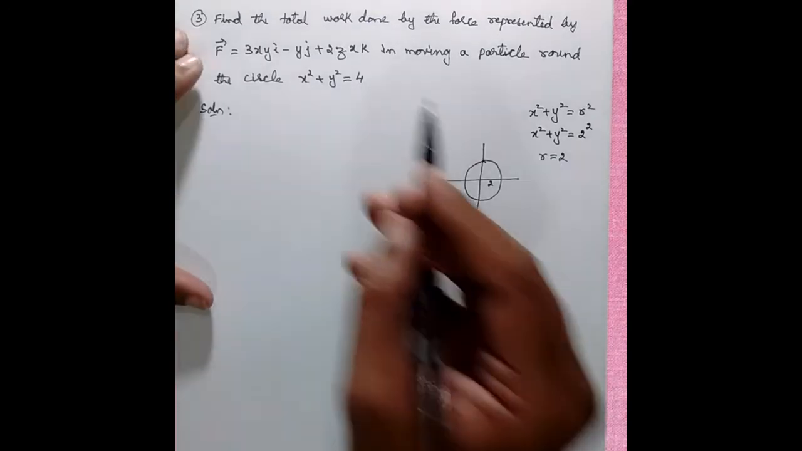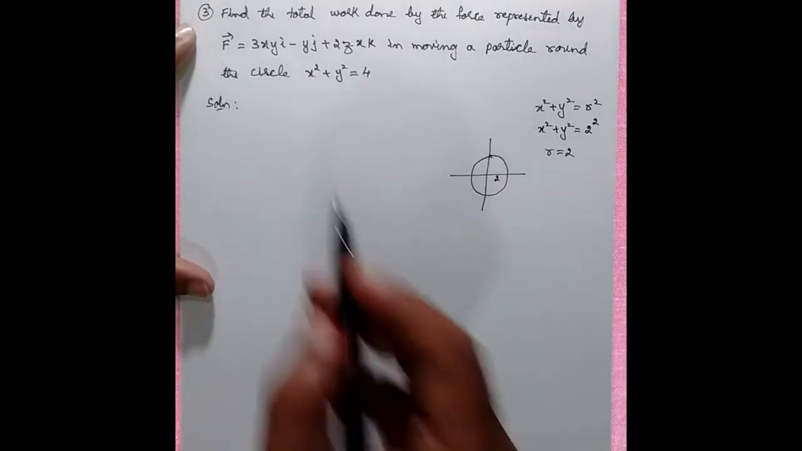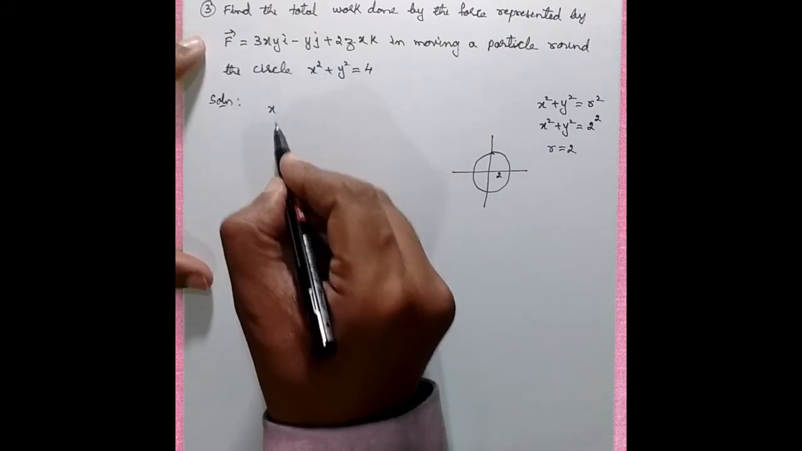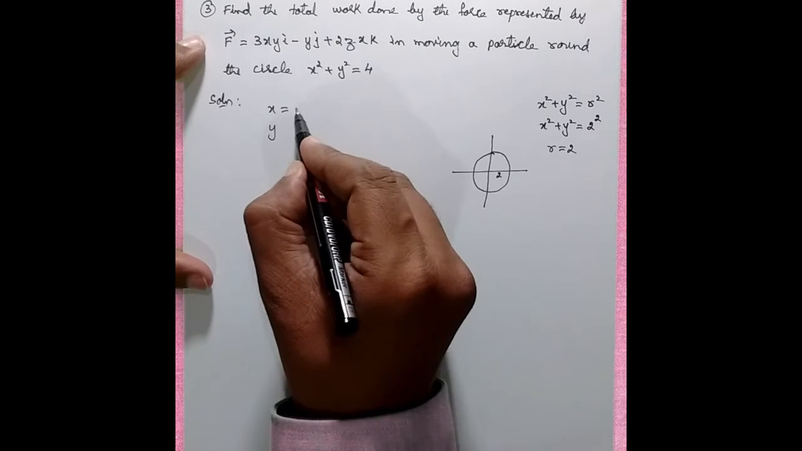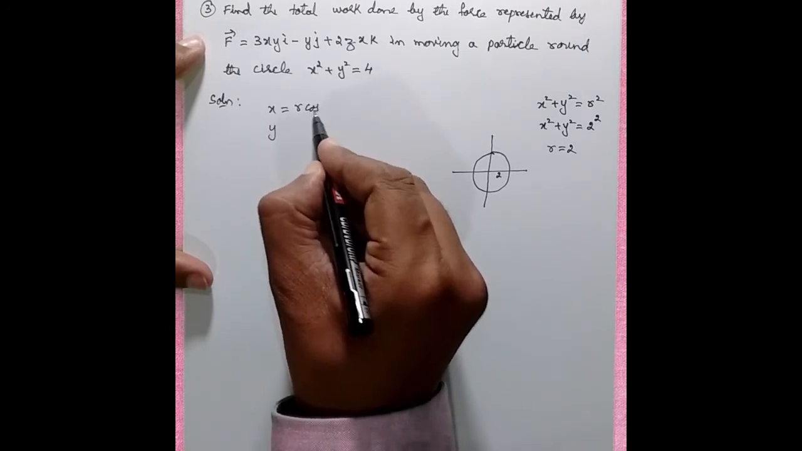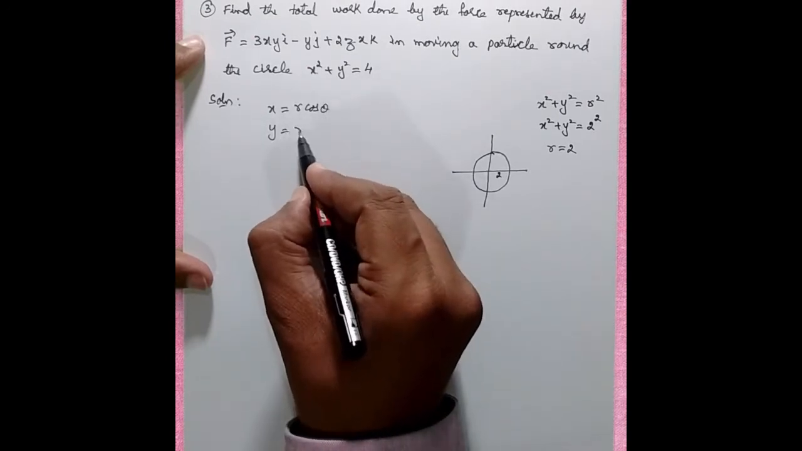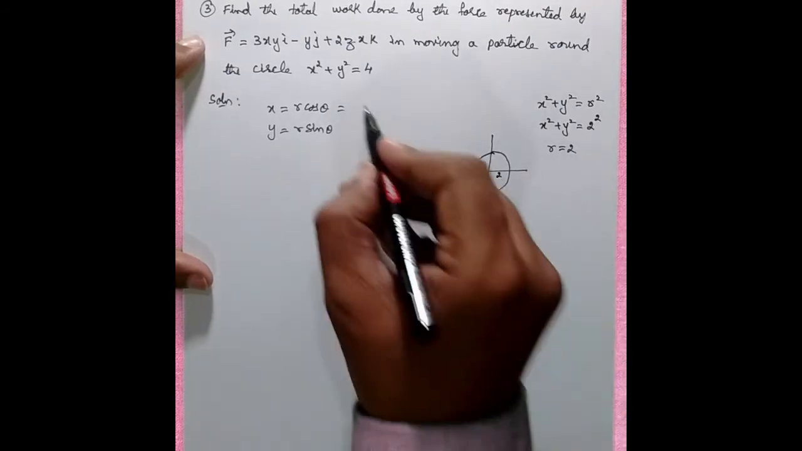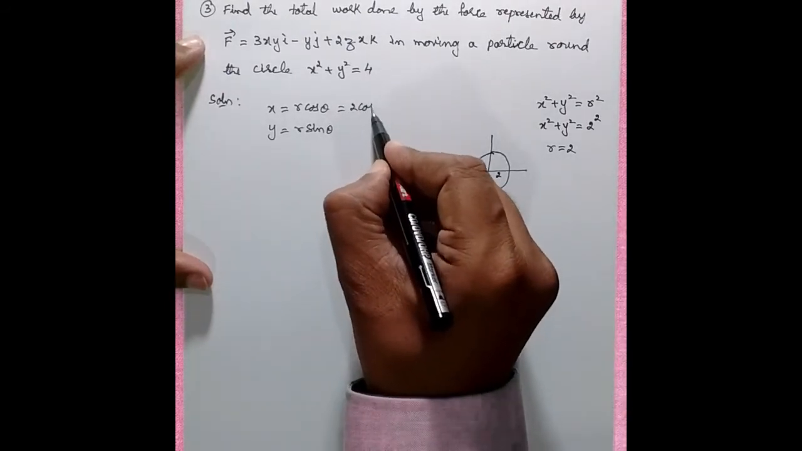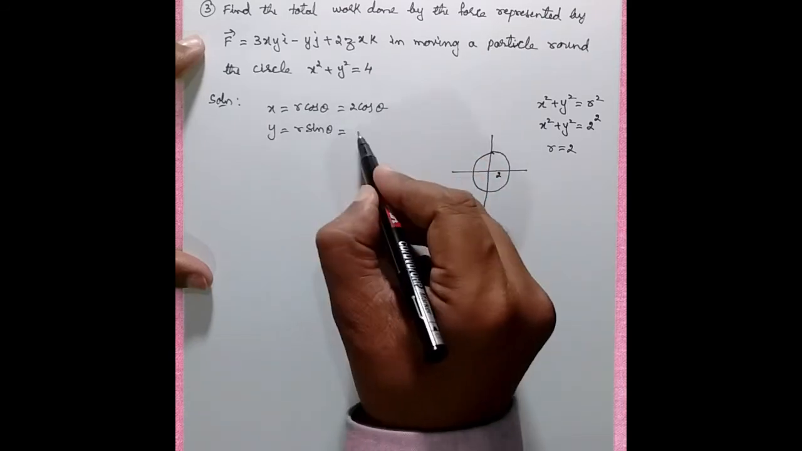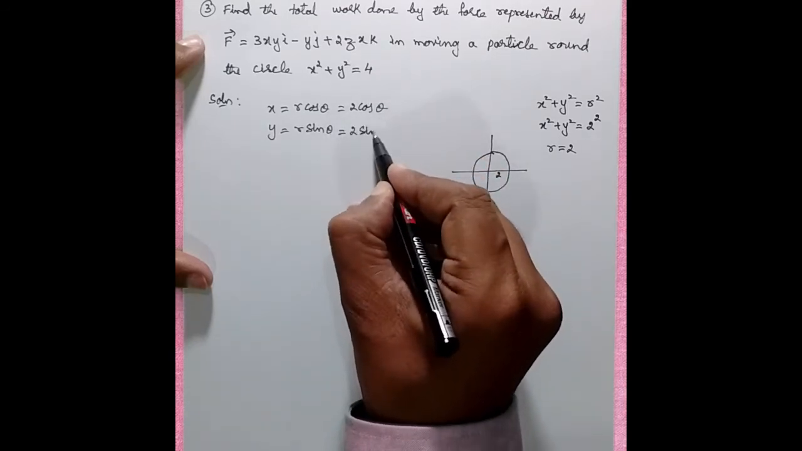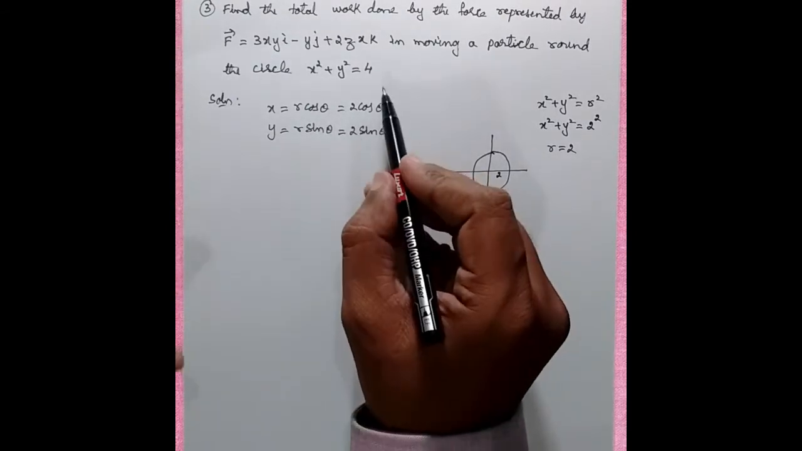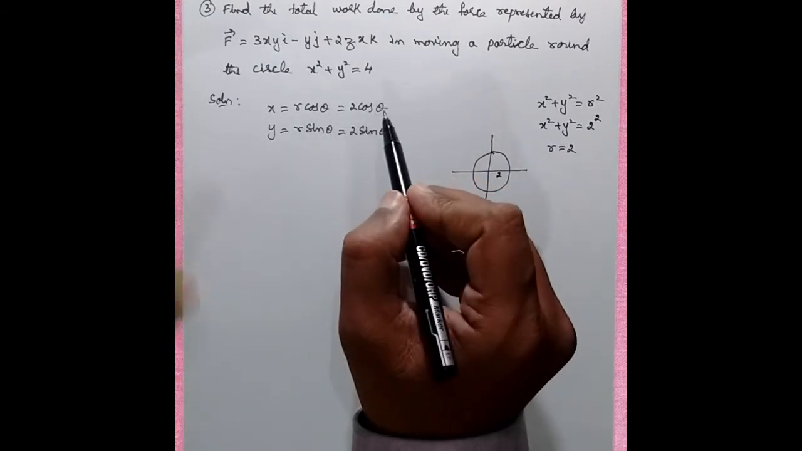So how to solve that one? The general expression that we use to convert the value of x and y in terms of the polar coordinates: x can be written as r cos theta, y can be written as r sin theta. What is the value of r? Radius over here is 2. So you can write 2 cos theta, and 2 times sin theta. In that way you can convert x and y in terms of the polar coordinates.